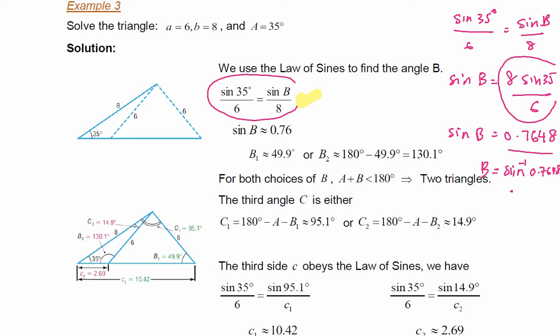49.9. Okay, so since 49.9 is your final answer, you can give your answer in 1, 2, or 3 decimal places, doesn't matter. But before you get the final answer, make sure you keep a minimum of 3 to 4 decimal places. Okay, do you understand how to get 49.9 degrees? Nur Nazia?